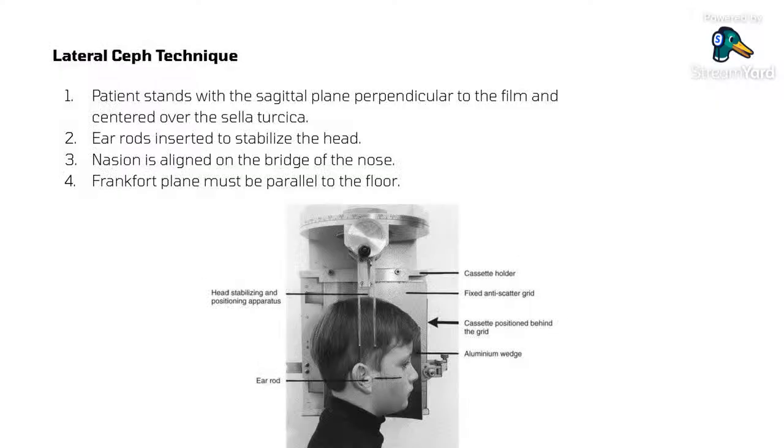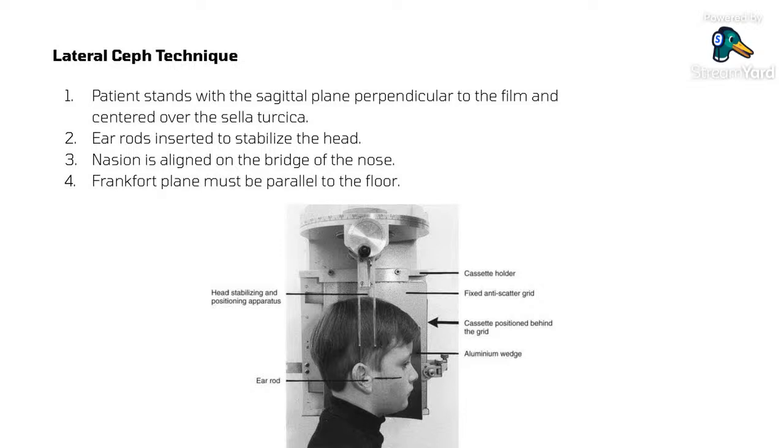Okay, all right. So one thing I have to mention is that the Ceph must be reproducible and it should be consistent with the growth comparison and treatment process, because like I said in the earlier slides, the lateral Ceph is a very important diagnostic tool for the ortho treatments. So it has to be reproducible. In the lateral Ceph technique, the patient stands with the sagittal plane perpendicular to the film and centered over the sella turcica. Okay, remember, the OPG and lateral Ceph depend highly upon the proper positioning. If the position is not proper, the image will be compromised 100%.